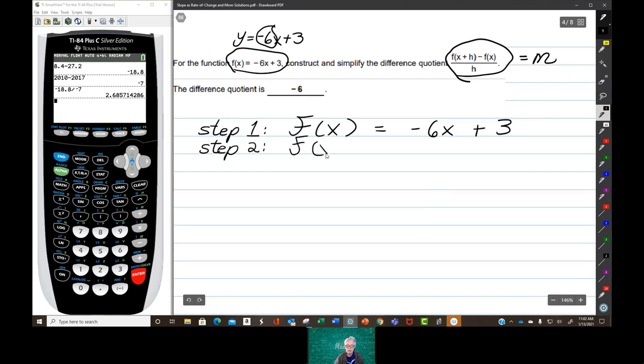Step 2. F of x plus h is negative 6 times x plus h plus 3. So negative 6 times x is negative 6x, and negative 6 times plus h is minus 6h. And then here's the plus 3. So that's what f of x plus h equals.